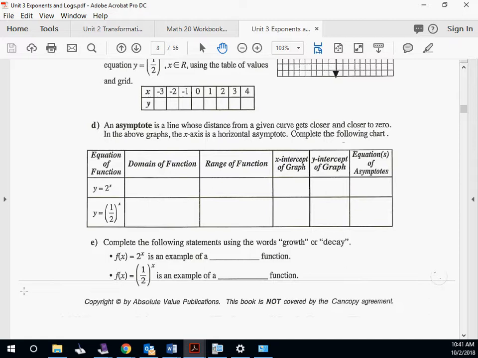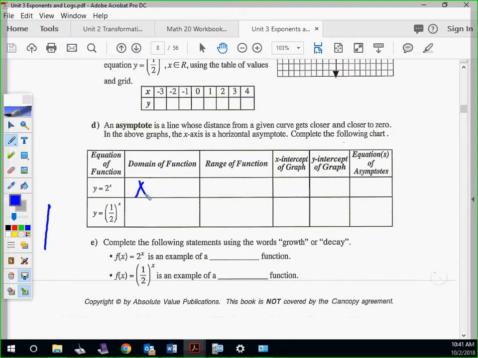Uh-oh, where'd my toolbar go? Oh, there she is.